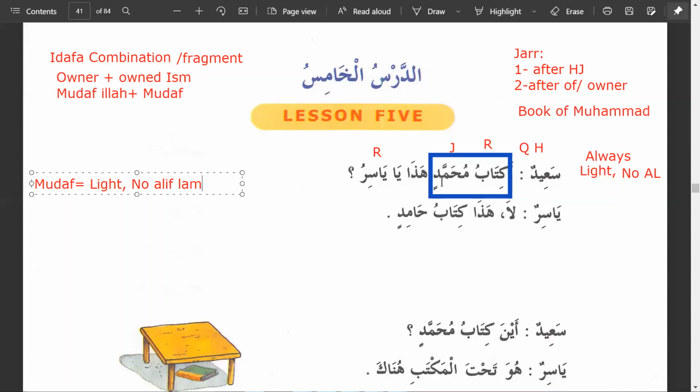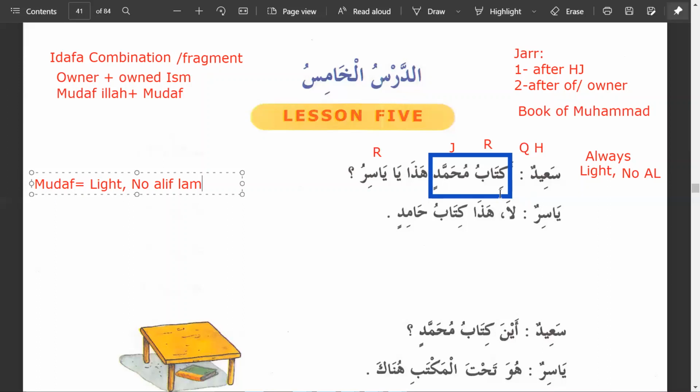So Kitabu Muhammadin is the idafa combination, in which the first one is always the mudaf. The mudaf is light, no alif lam, and the second one, which is mudaf ilayh, is jar in status. And the second one can be light, there's no problem.